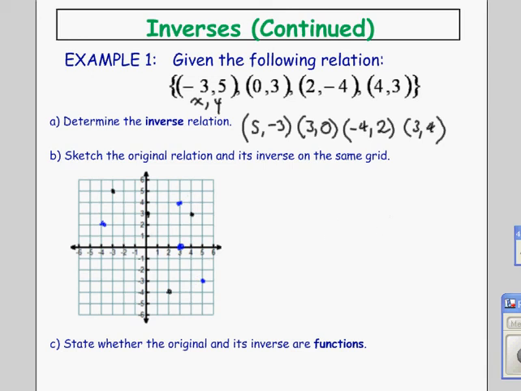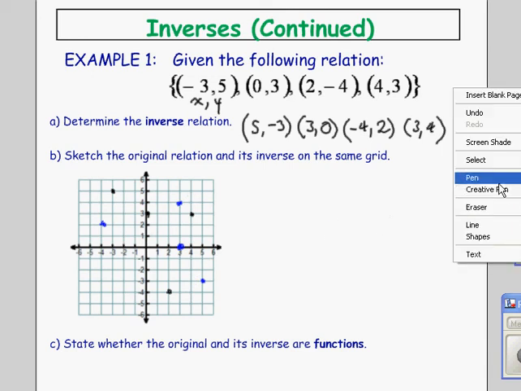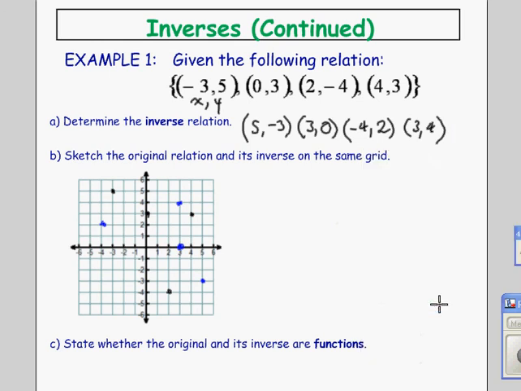If you look at the graph, I'll just draw a line here to show you. The line of reflection is right down the middle here. You can see that on either side of the green line, the blue and the black points are the same distance away from the green line, just on opposite sides. So it's like I'm drawing a mirror down the diagonal and inversing the function, or the relation, across it.